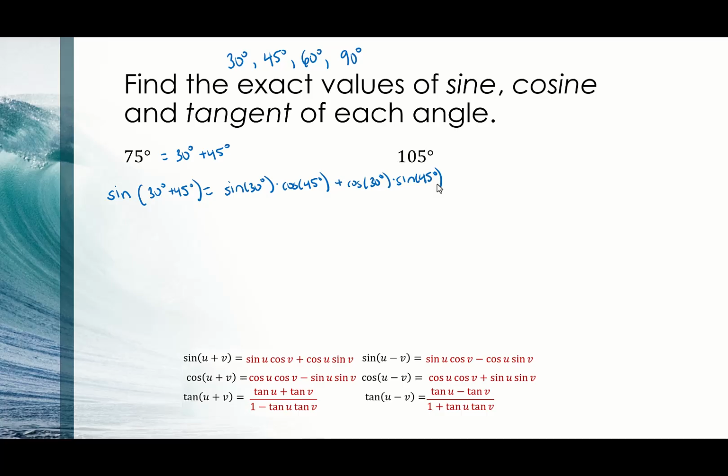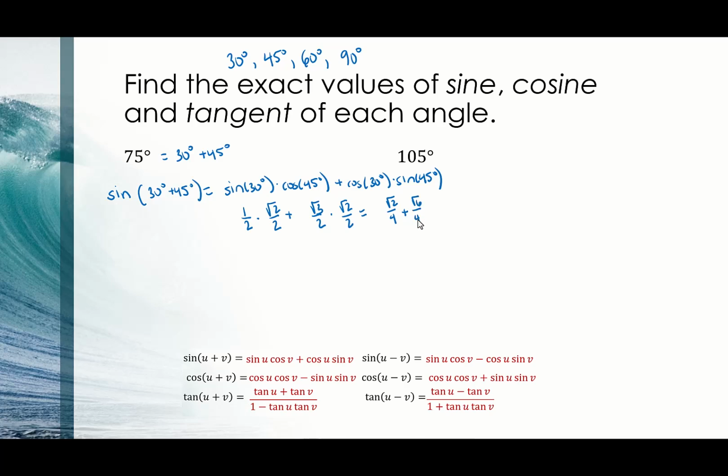All right, let's evaluate each one. Sine of 30 degrees, that's 1/2, times cosine of 45 degrees is root 2 over 2. This ultimately becomes, well, I guess I'm going to have to really make space here, so I'm going to just keep working left and right. Cosine of 30 degrees is root 3 over 2. And sine of 45 degrees is root 2 over 2. So my first term, I get root 2 over 4 plus root 6 over 4.